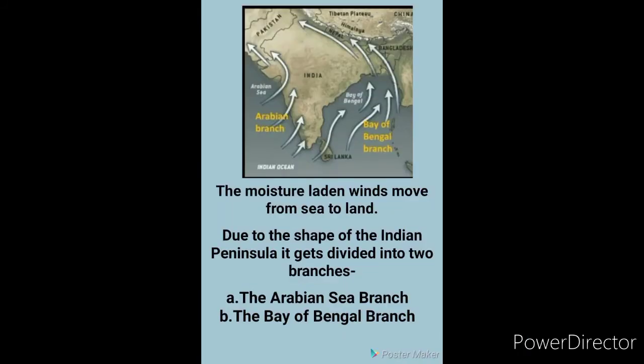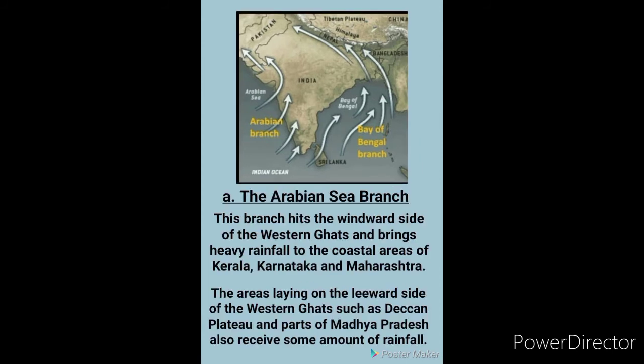The moisture-laden winds move from sea to land. Due to the shape of the Indian peninsula, it gets divided into two branches, the Arabian Sea branch and the Bay of Bengal branch. The Arabian Sea branch hits the windward side of the Western Ghats and brings heavy rainfall to the coastal areas of Kerala, Karnataka and Maharashtra. The areas lying on the leeward side of the Western Ghats, such as Deccan Plateau and parts of Madhya Pradesh, also receive some amount of rainfall.